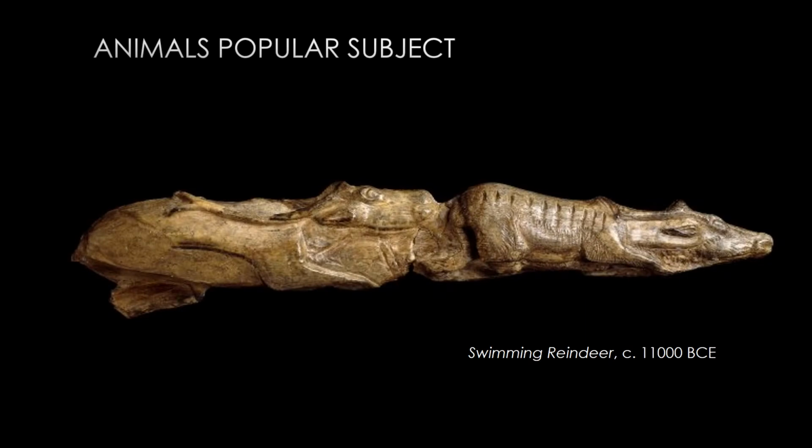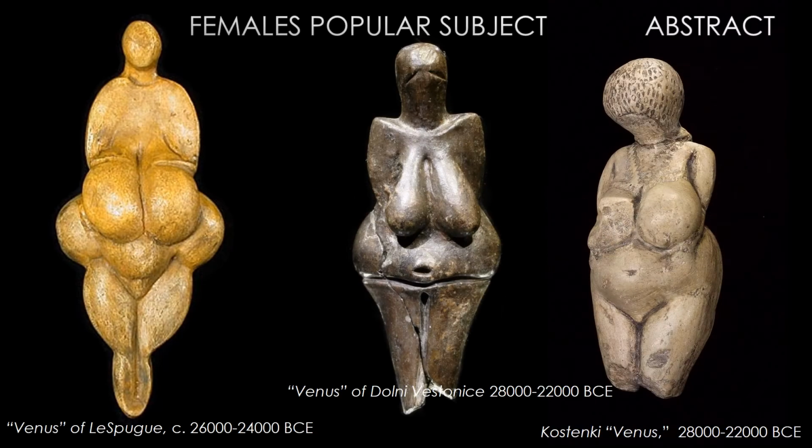This example of the swimming reindeer is around 8 inches long, so it's also very small and portable. But it shows us another key characteristic of many of the works from this period, and that is that when we have representation in these sculptures, we usually have more animal forms than human forms. But when we do see human forms, we definitely have more surviving female statuettes than male statuettes.